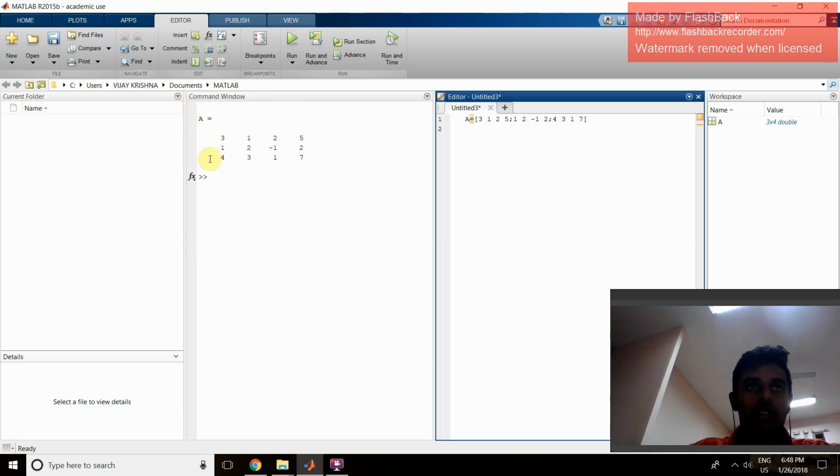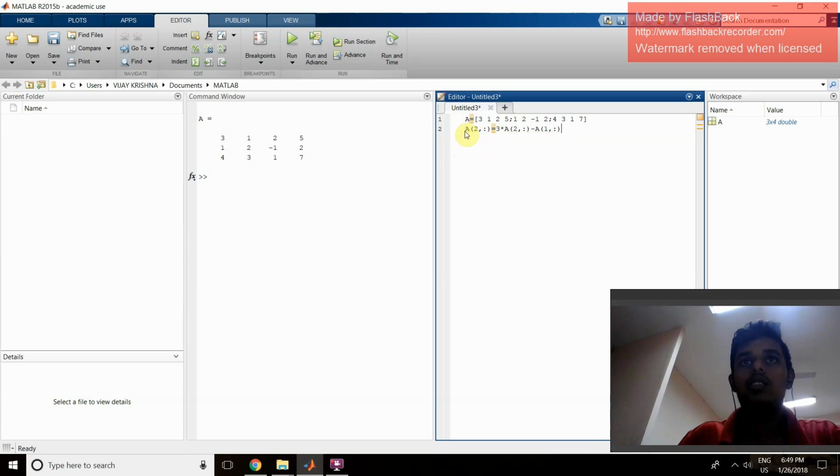Now our aim is to make the element below the pivot zeros. So we do that by multiplying the second row by 3 and subtracting the first row from the second row. It is done by A(2,:) = 3 times A(2,:) minus A(1,:).